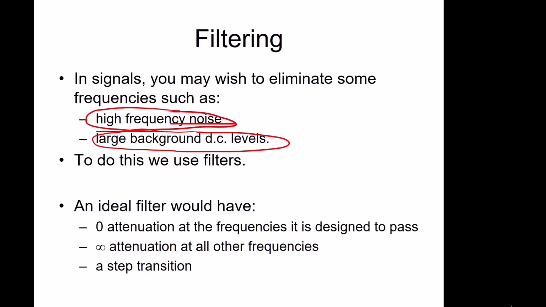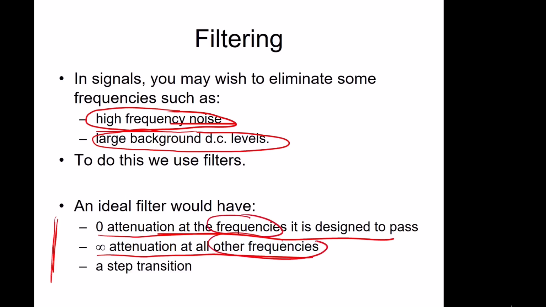For a filter, there's various criteria we'd like, and in the ideal filter, so down here, we'd like zero attenuation at the frequencies that we are interested in. So any frequencies we want to pass through our circuit, they don't get affected at all. All the other frequencies have infinite attenuation, so what we are saying is they get completely removed. And the difference between these frequencies, the ones we want and the ones we don't want, is a step transition. So we either definitely keep them all or definitely remove them. And there's no in between.